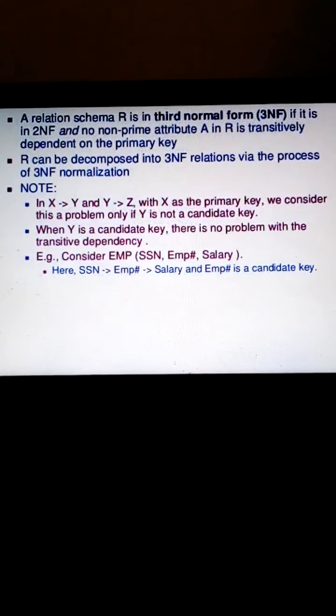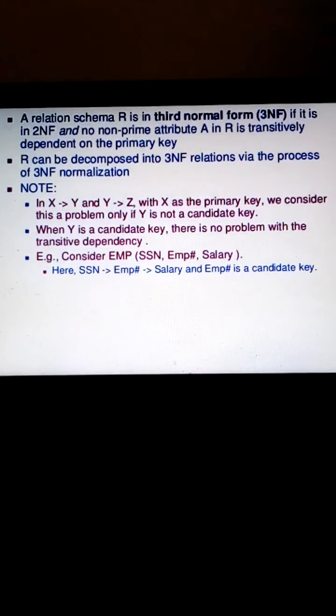So a relation schema R is in third normal form if it is in second normal form. Every higher normal form obviously follows the lower normal form and adds some new features or new constraints so that the relation can be normalized in a better way.